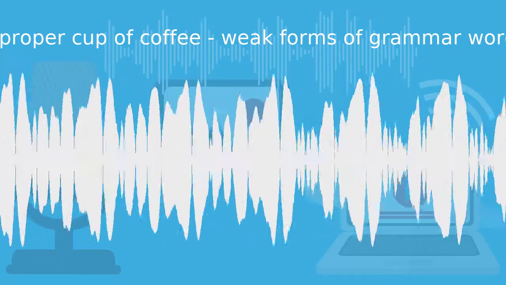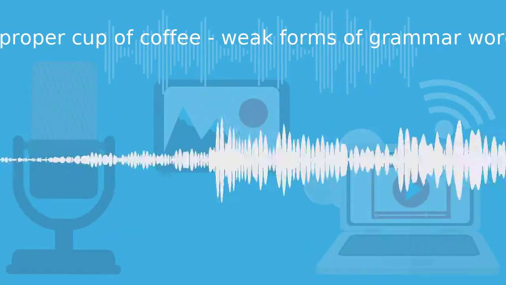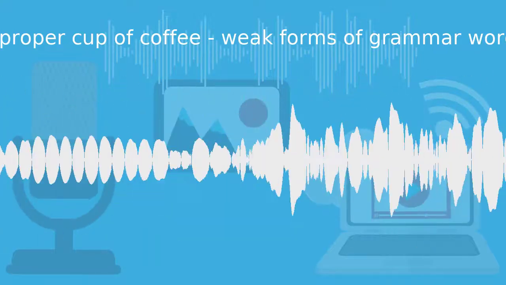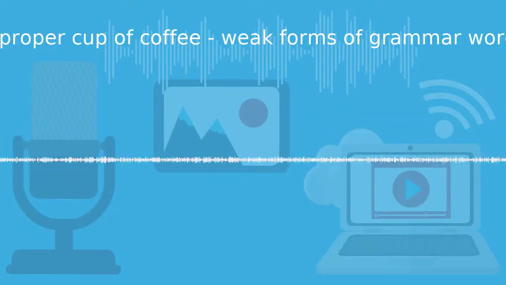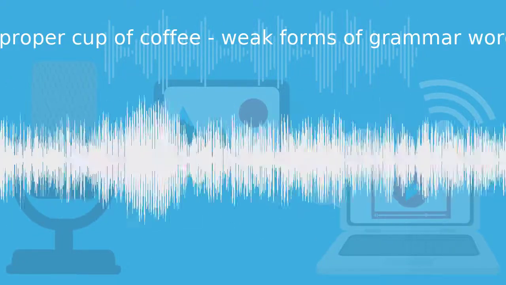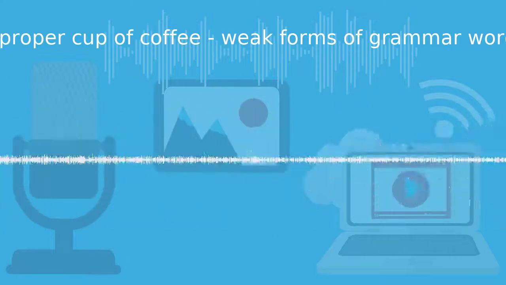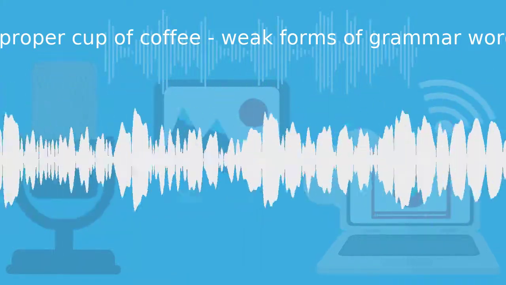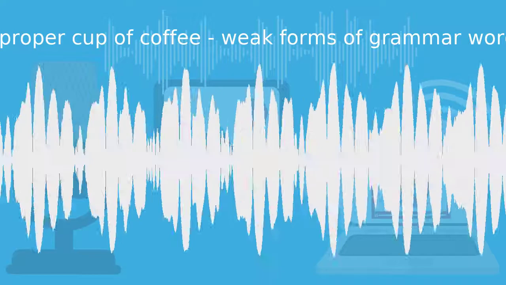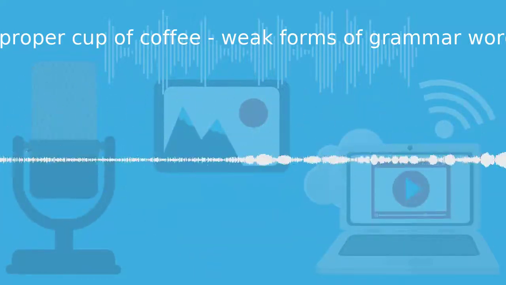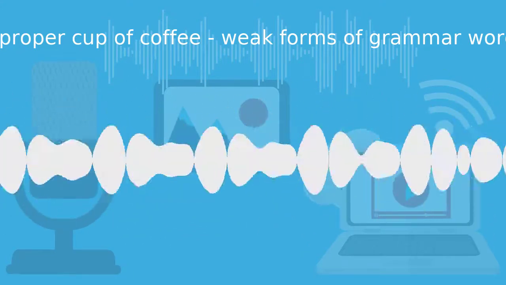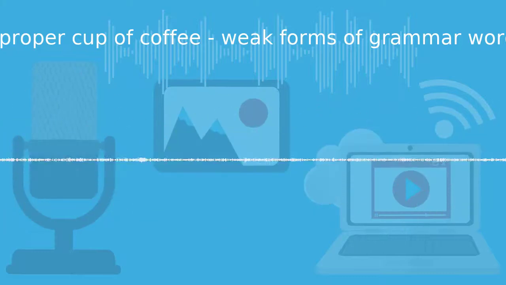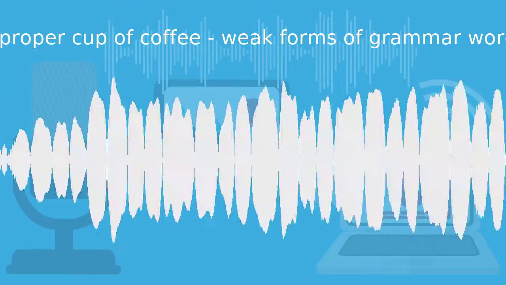Listen to the pronunciation of a, of, and in if I read that tongue twister at a more natural pace. A proper cup of coffee in a copper coffee pot. What you should have noticed is that I stressed those words which were the content words, and the other words became much less stressed. They were reduced. So the a and of were both reduced to a word taking the schwa sound, a becoming and of.